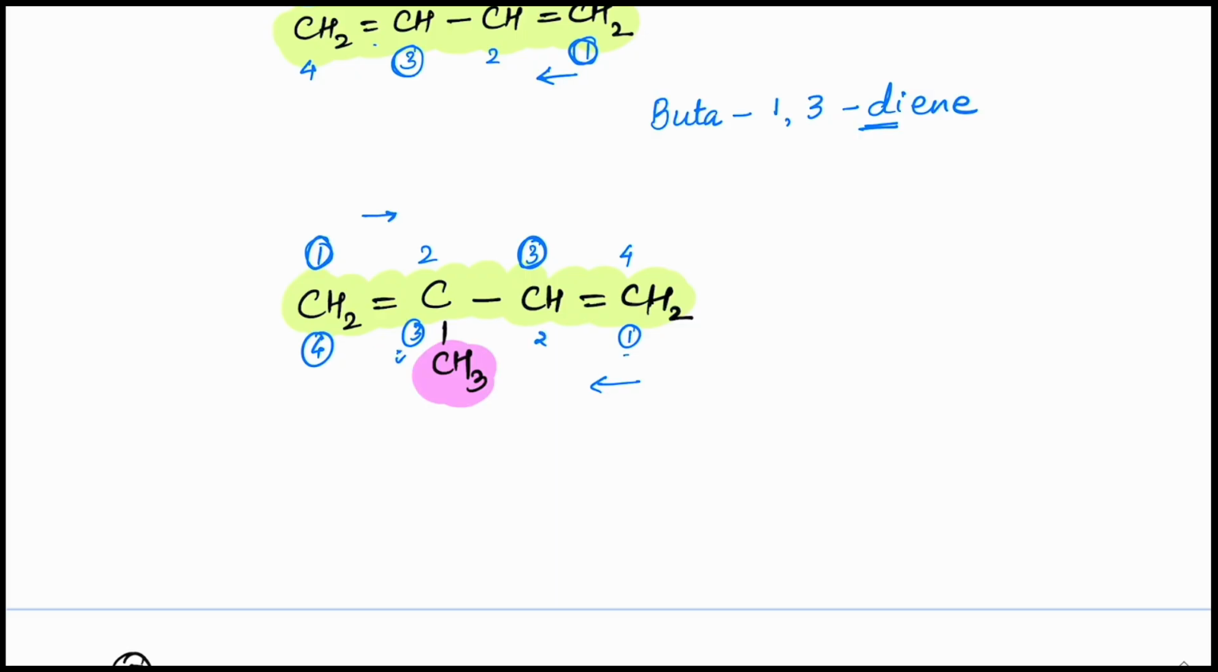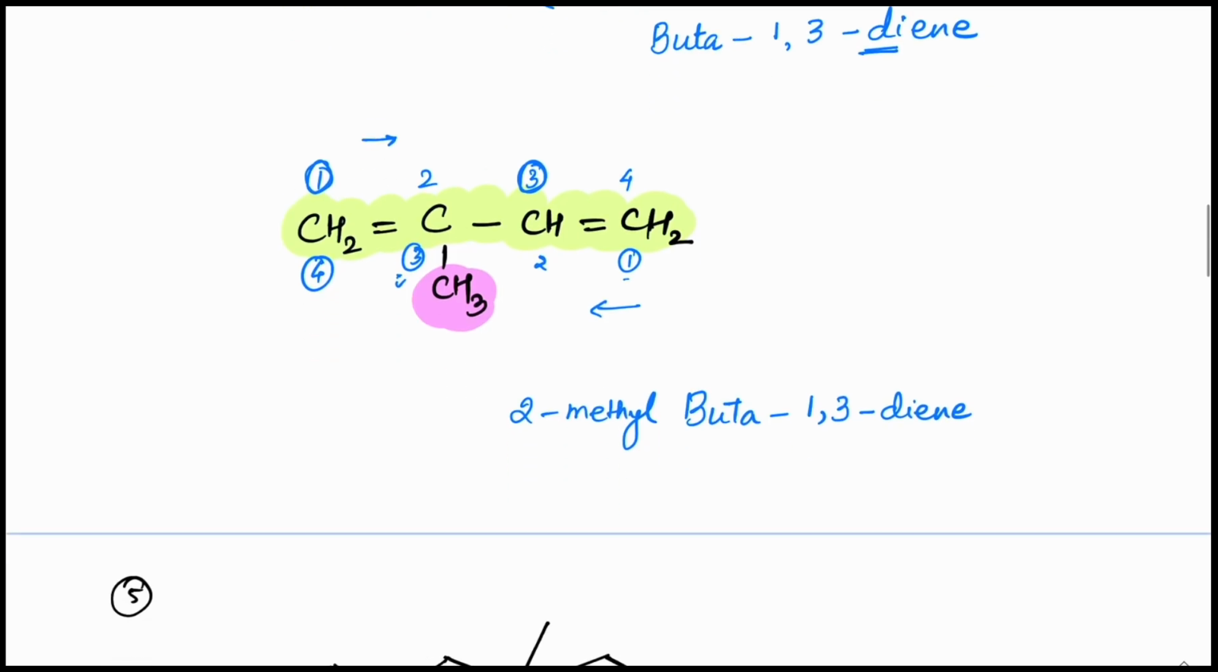Now writing the name of this compound, there are 4 carbon atoms in the chain, so it is buta. Then double bonds are present at carbon atom 1 and 3, so 1,3-diene, and the substituent is present at carbon atom 2 from left to right, so it will be 2-methylbuta-1,3-diene.